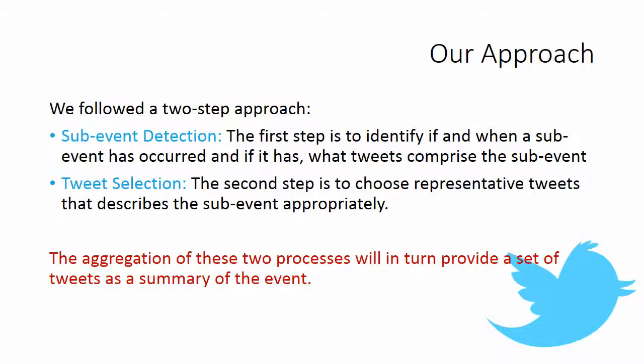The first step is sub-event detection, wherein we identify whether a sub-event has occurred and what tweets comprise that sub-event. The tweet selection process chooses representative tweets that describe the sub-event appropriately. So the aggregation of these processes will provide a set of tweets as a summary of the event.